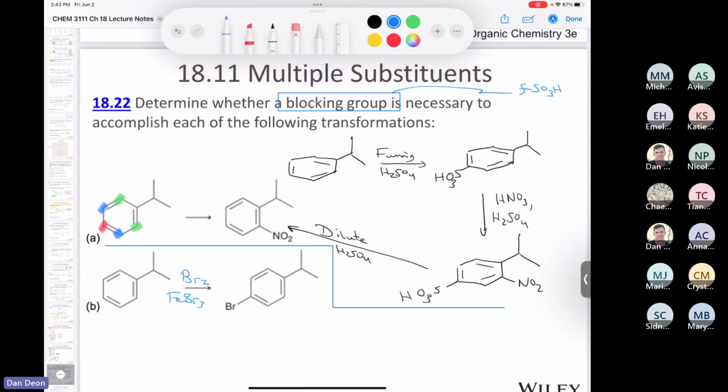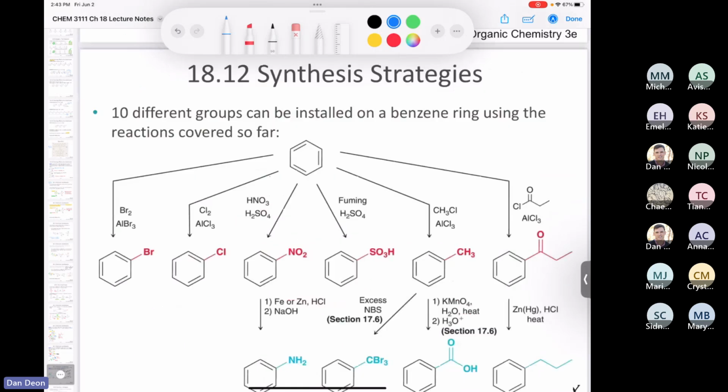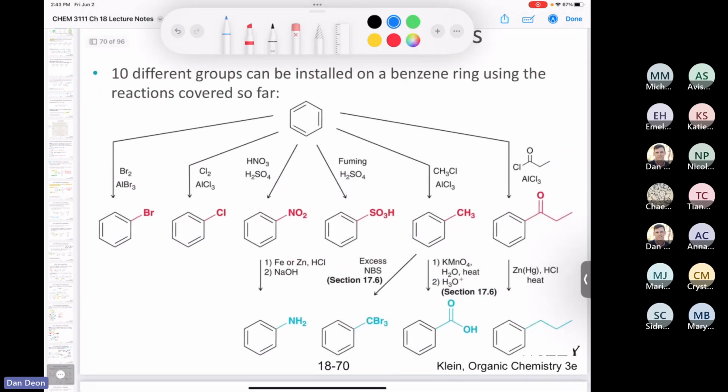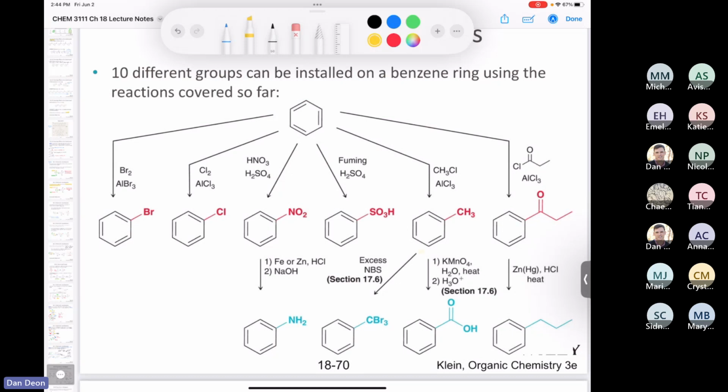Before we take our next break, and I tell you to try some synthesis reactions on your own, let's take a look at some of the synthesis strategies, okay? So we've learned 10 different groups that can be installed on the benzene ring. A couple of reactions in here I just want to remind you of. One is benzylic bromination. If you use NBS, you can exchange a benzylic proton for a bromine.